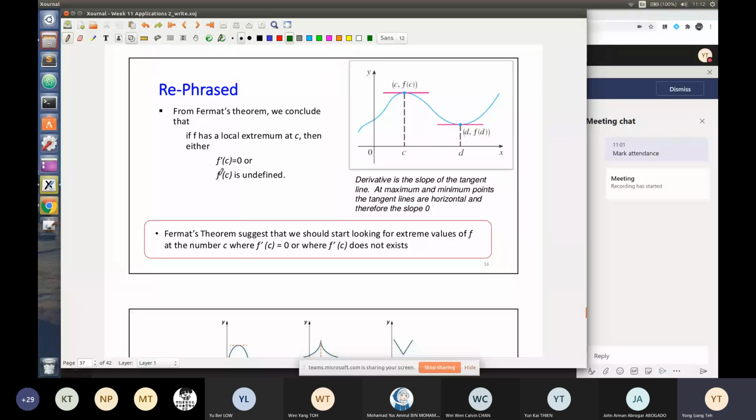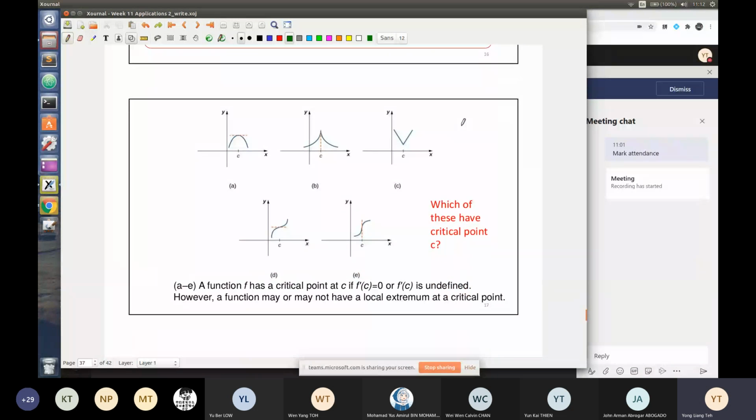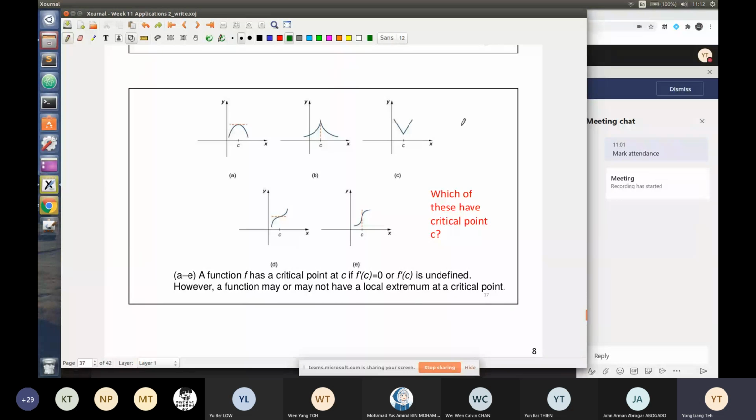As mentioned before, in the same illustration that I drew just now, when the slope or the tangent is horizontal, then you have the stationary point. These are some examples of the consequence of Fermat's theorem. As you can see here, we have a critical point at c here. So this is clearly a stationary point.